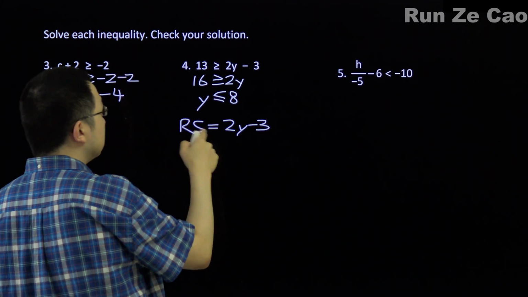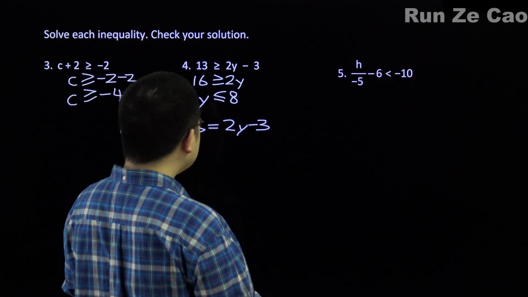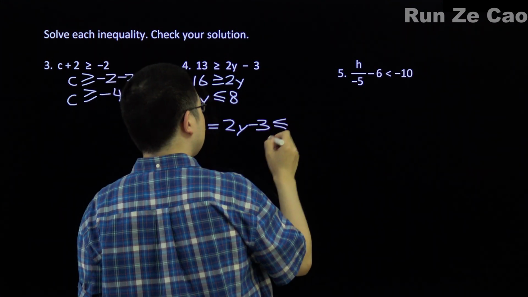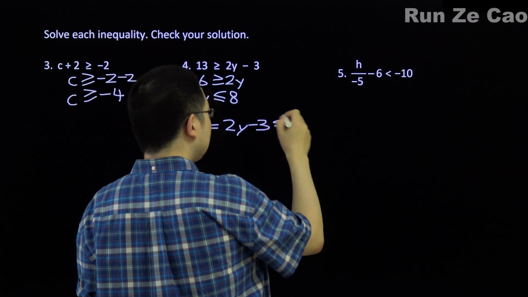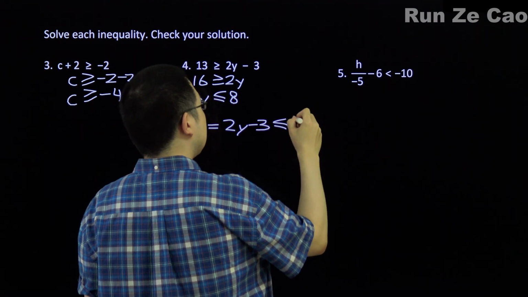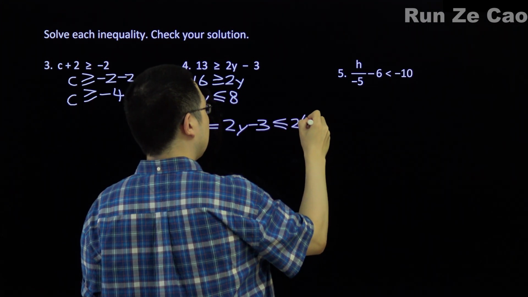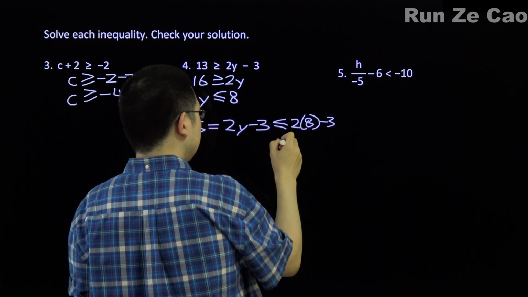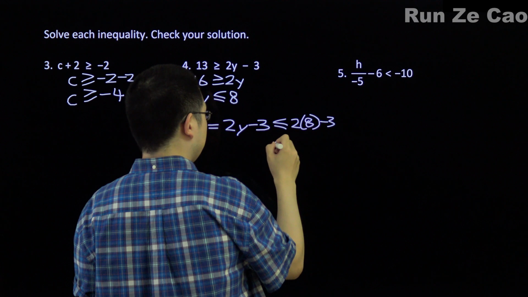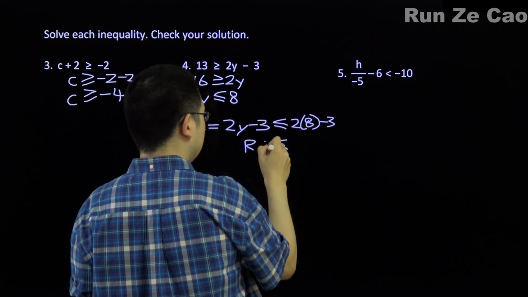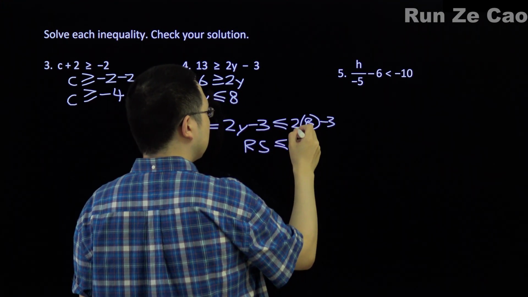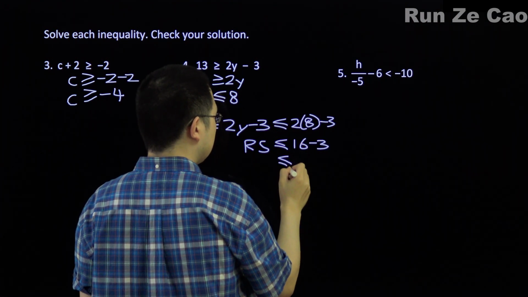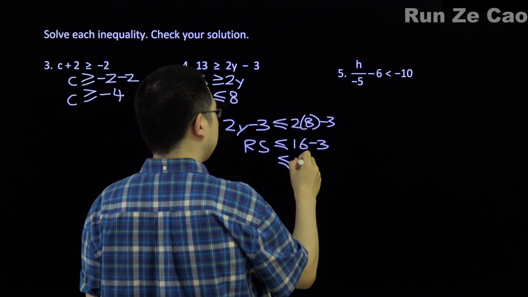Okay, so you would have right side is equal to, I decided to show this step of it, 2y minus 3. And we know that y is less than or equal to 8, which means that this 2y minus 3 is going to be equal to or less than 2 times 8 minus 3. So, you're looking at right side is less than or equal to 16 minus 3. So it's less than or equal to 13.